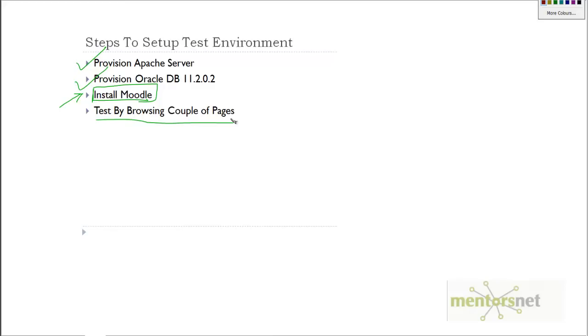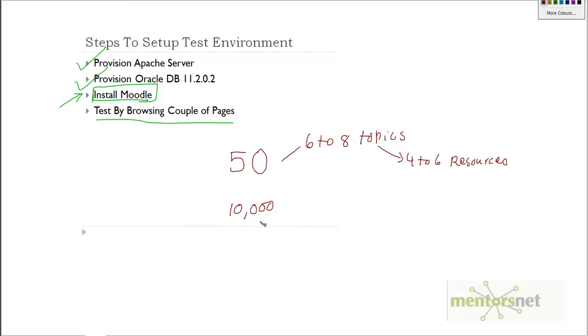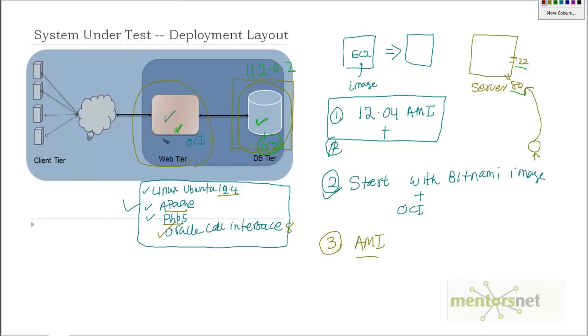In the next video, I'm going to show you a technique by which we are going to create 50 courses, and each of these courses is going to have somewhere between 6 to 8 topics, and each of those topics will have 4 to 6 resources, and we are going to populate 10,000 students. What we are essentially trying to build is a system similar to our production system. In production, if we have 50 courses and 10,000 users, then we need to pre-populate the test system we built right now with that kind of data set, so that our performance test will be more realistic. So with this, we have now completed the system under test.